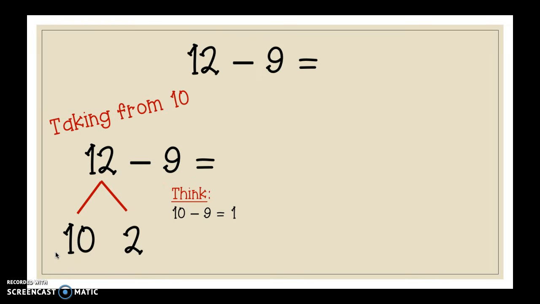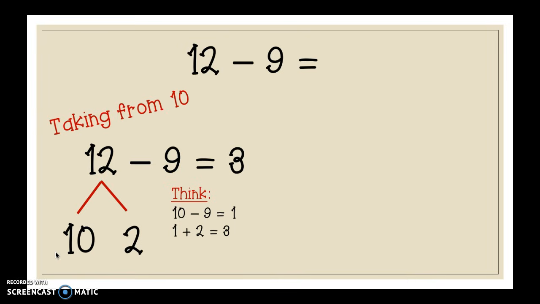If you need to double check on your counting sticks, go ahead. Show me 10 and then take away 9. Yep, we have 1 left. Now we have to add that leftover 1 to the other part of the 12, which is the 2. So 1 plus 2 equals 3. That must mean 12 minus 9 equals 3. Look at it. We did such a good job taking from 10.